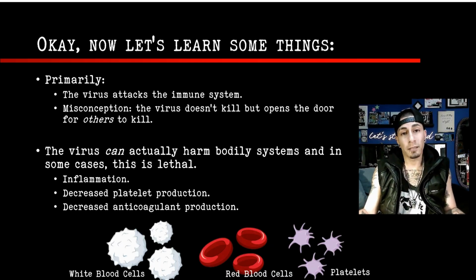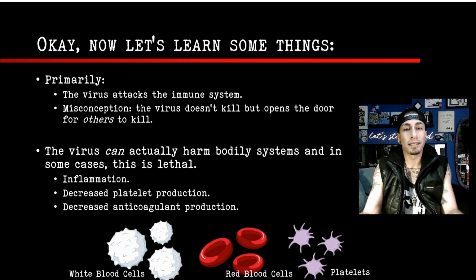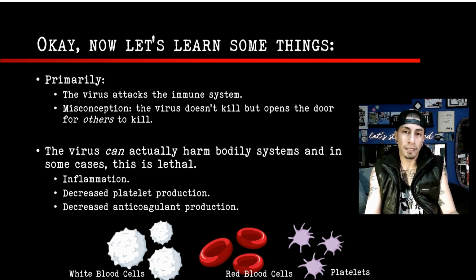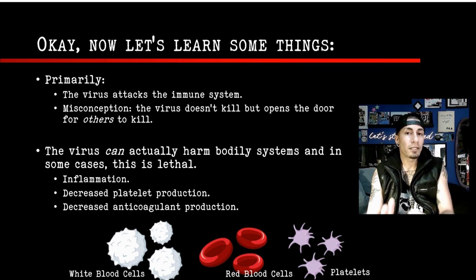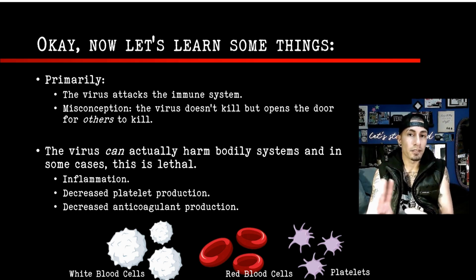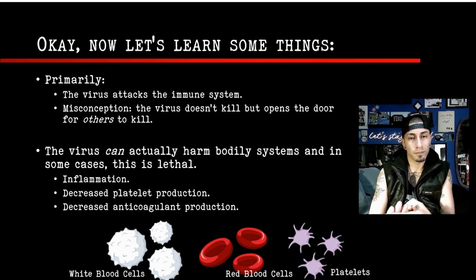Everything that I have been talking about up until this point has been basically what people understand HIV to do. It lowers your immune system to a point where an opportunistic infection can come in and kill you that way. However, to say that this is the only way that HIV can kill is a little bit of a misconception because HIV can actually kill by itself. And it does this via inflammation, decreased platelet count, and decreased anticoagulants in your blood.